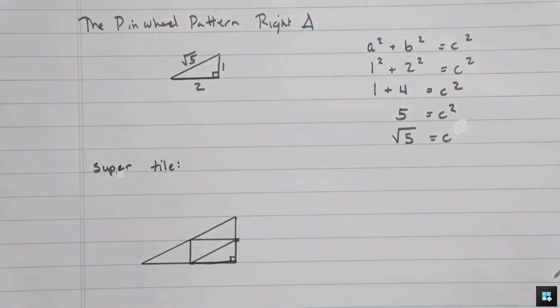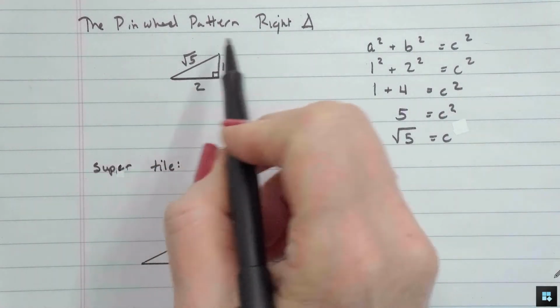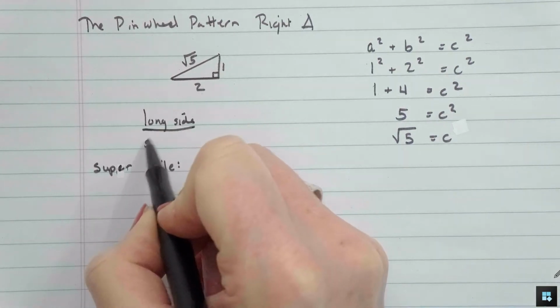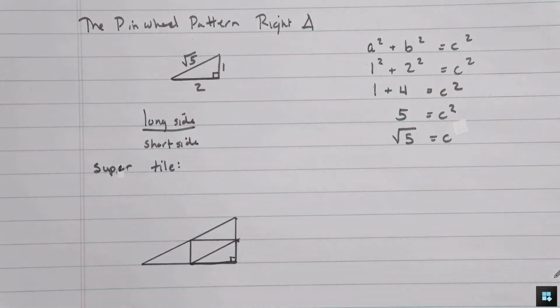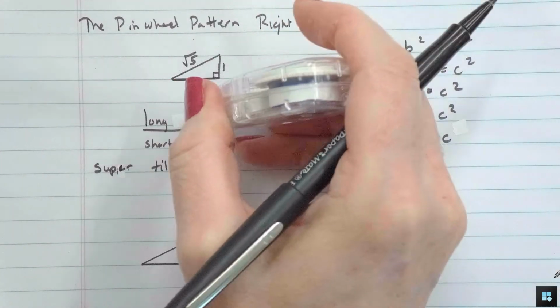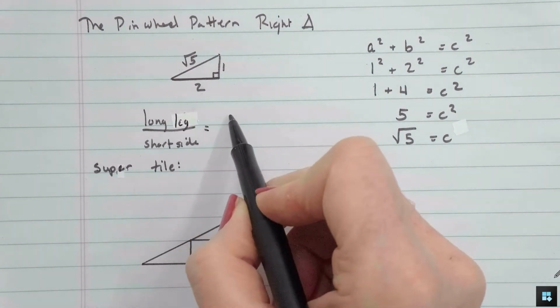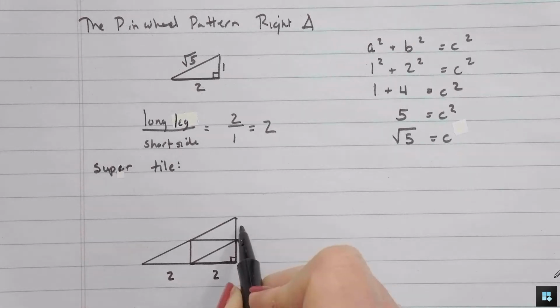Now this is a right triangle. It's lacking the correct proportions though. Okay, so if you take the pinwheel pattern right triangle, you look at the long side to the short side. By long side I mean leg. I should actually say long leg because the long side is the hypotenuse. So we'll say long leg to the short leg or short side. We have 2 to 1, or 2. Here we have, this is 2 units, this is 2 units, this is 1, this is 1.